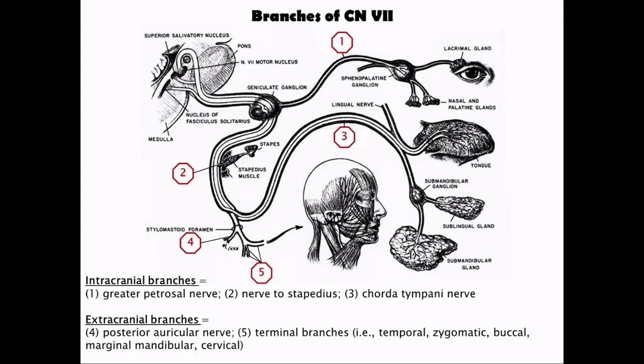After the facial nerve exits the brainstem, it eventually gives rise to 5 different branches. The nerves labeled 1 through 3 branch from the facial nerve within the skull, and as such are intracranial branches. The first branch is the greater petrosal nerve, which carries parasympathetic fibers to the lacrimal gland and mucosal glands in the nose and palate. The second branch is the nerve to the stapedius muscle that lives in the middle ear cavity and innervates the smallest skeletal muscle in the body.